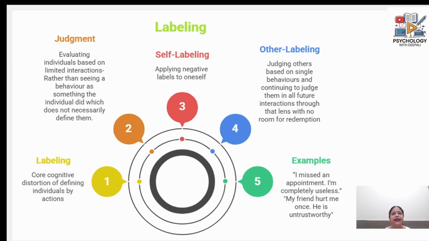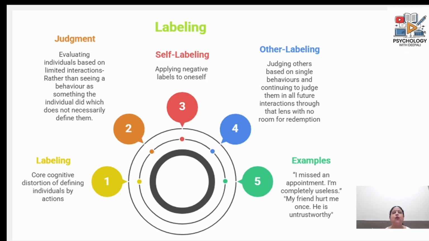So, judging others based on only single behaviors and then continuing to judge them in all future interactions through that particular perceptive lens. That also makes them feel that no, this person will not change. There is no room for redemption. What I feel about this person is exactly like this, and in the future also, this person is going to continue to be like this.